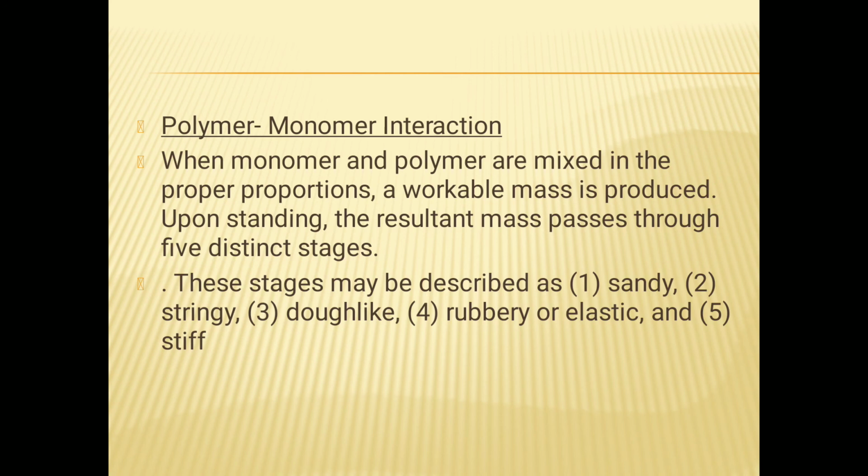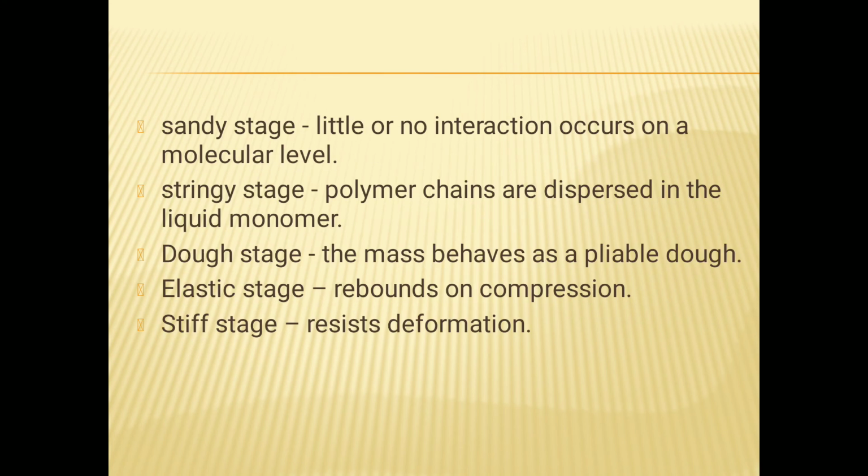When monomer and polymer are mixed in the proper proportions, a workable mass is produced. Upon standing, the resultant mass passes through 5 distinct stages. These 5 distinct stages are nothing but your physical stages of polymerization. Right? What are those physical stages? First one is sandy stage, stringy stage, dough-like stage, rubber or elastic stage, and stiff stage. Right? Sandy stage. What happens in the sandy stage or wet stage? In this, little or no interaction occurs on a molecular level. So when you immediately mix, the stage that is forming is the wet stage or sandy stage.